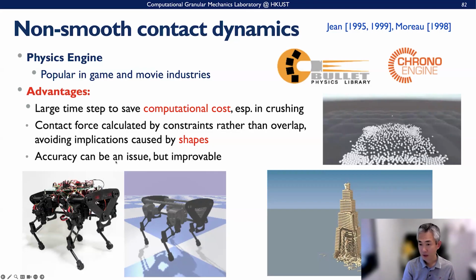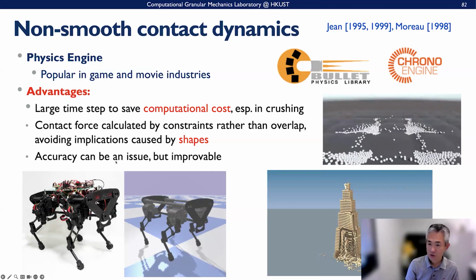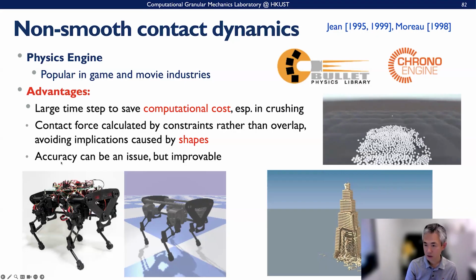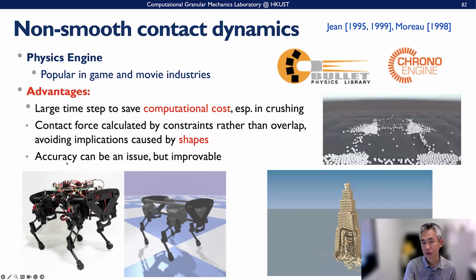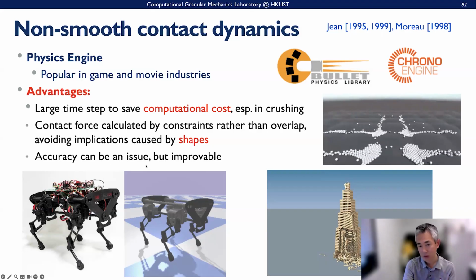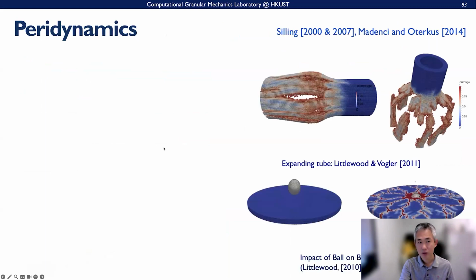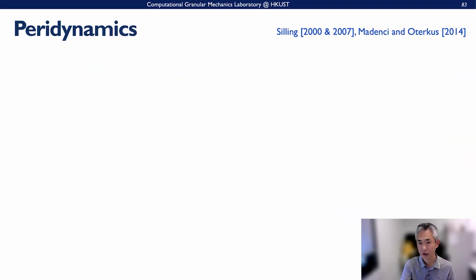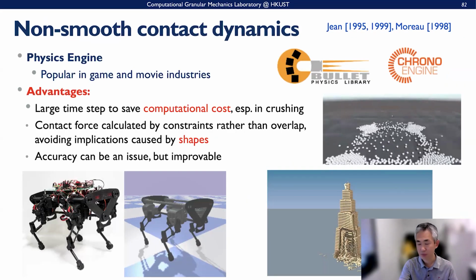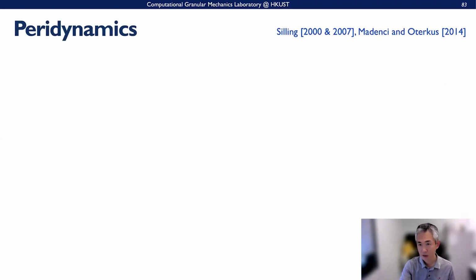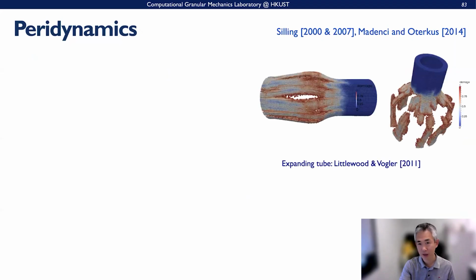But there's a drawback, or a cost. The trade-off is that the accuracy is relatively not as good as DEM, but there's a technique that we can use to improve it. What we do is use peridynamics, another approach, for the crushing of each particle, within many assembly-level simulations.